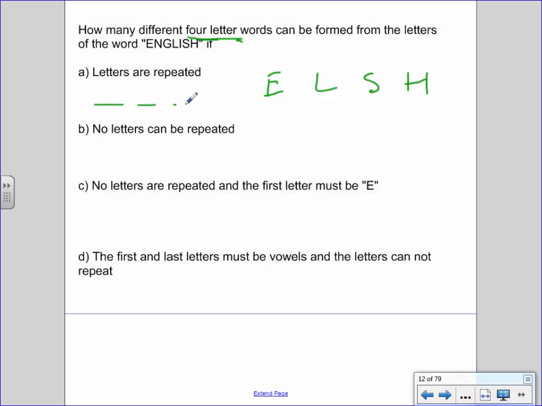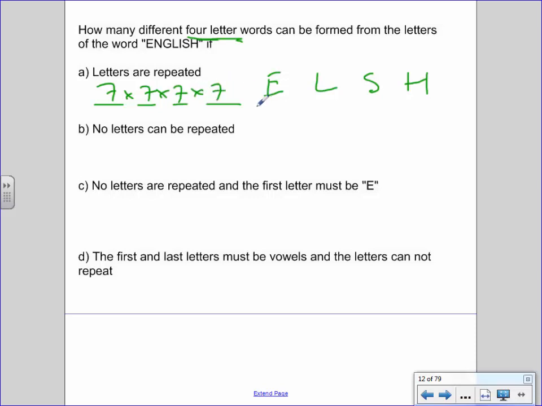For each of your 4 letters, I'd put a little blank here. How many choices do you have for your first letter? 7, yeah. Now, hypothetically, let's say that after you use your E, you could use it again for some reason. Well, the next time that you have to pick a letter, you still have 7 choices because you haven't reduced your choices by 1. The next time that you pick a letter, you still have 7 choices. And then the last time you pick a letter, you still have 7 choices.